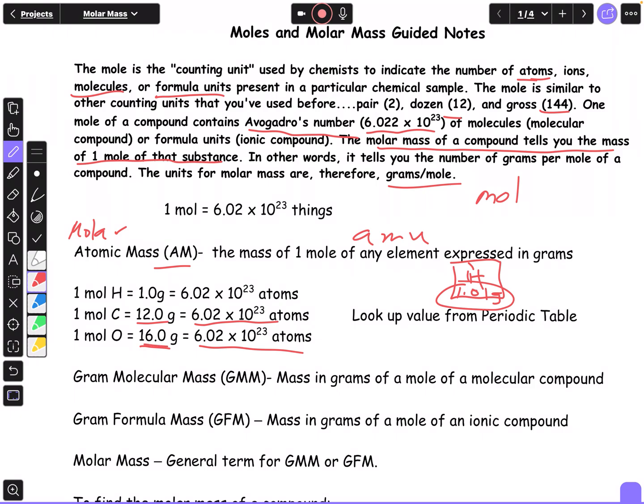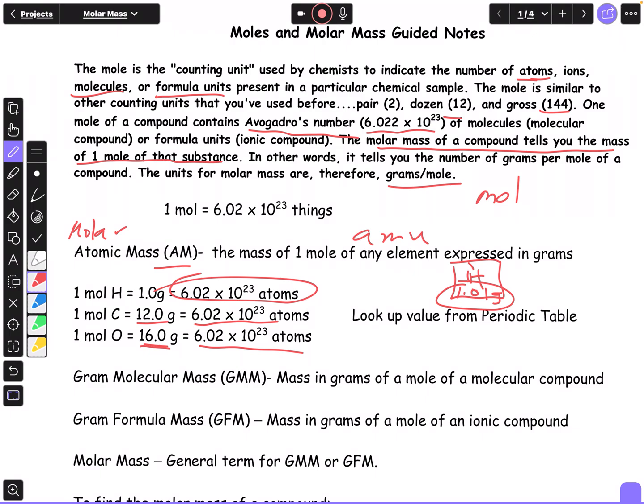There's really no point in memorizing this number beyond knowing it, because as far as using it, we will never be counting by molecules. Molecules are so small that it's impossible to count them. We can't even see them. That's why we use the concept of a mole. It makes things a lot easier.